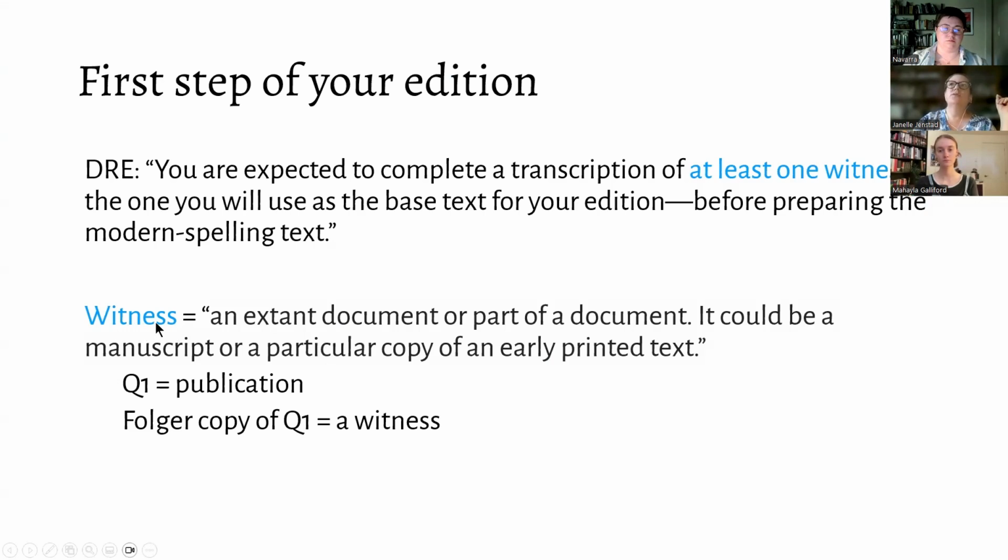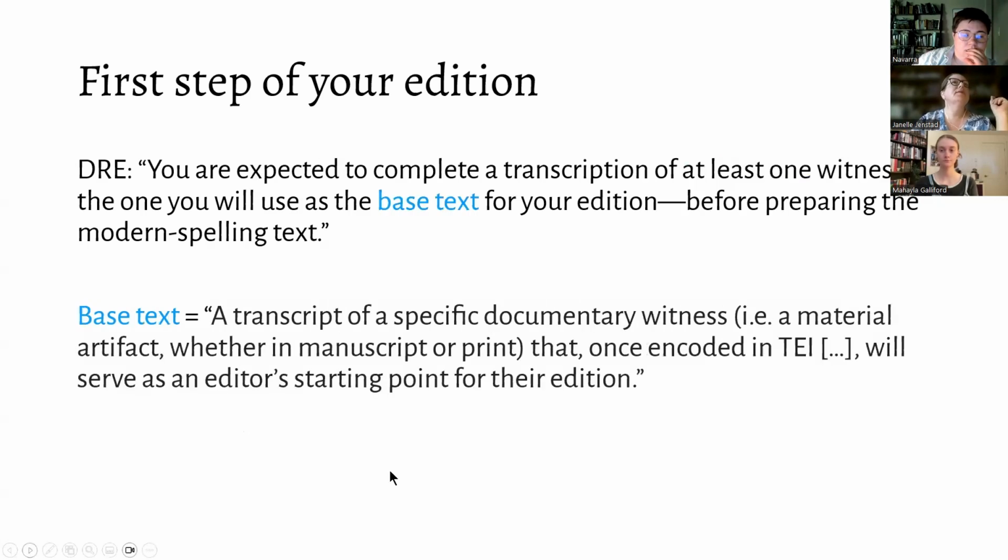I just wanted to define the term witness for anybody here who doesn't necessarily know what it is. A witness is an extant document or part of a document. It could be a manuscript or a particular copy of an early printed text. So just to give you some examples, Q1 Hamlet is a publication. The Folger copy of Q1 would be a witness to that publication. I don't actually know if the Folger has Q1 Hamlet. I don't think it does.